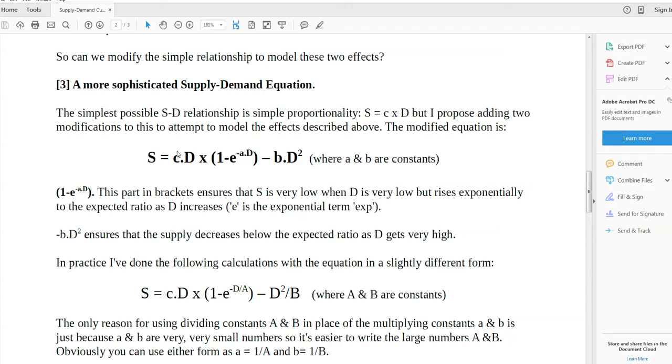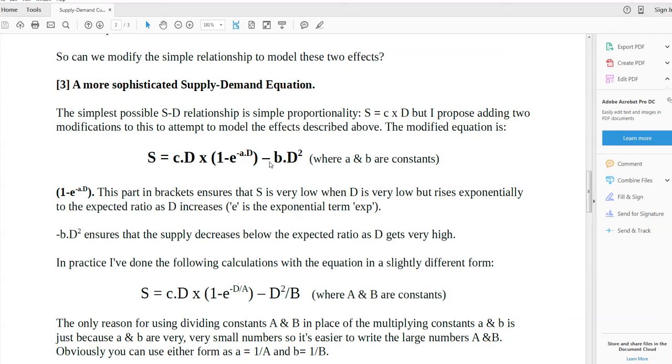So we start with the simple proportionality, some constant times the demand, but then add in another factor. Now this is an exponential factor which ensures that the supply is very low for very low demand, but rises quickly exponentially to meet the average level of supply for a particular demand.